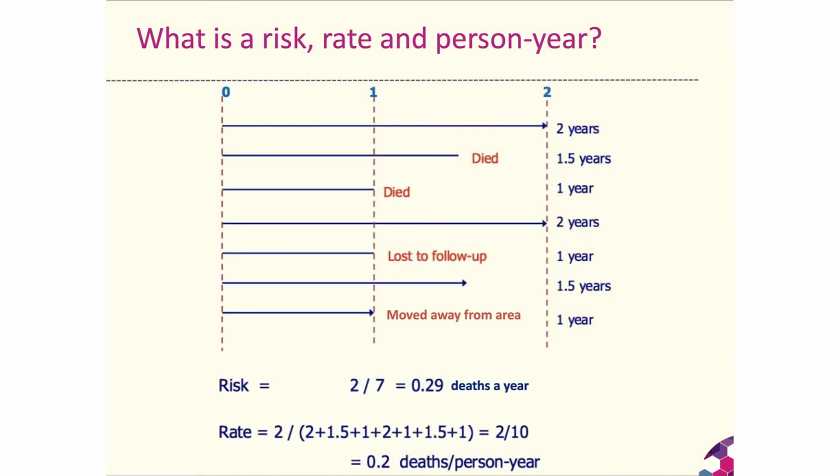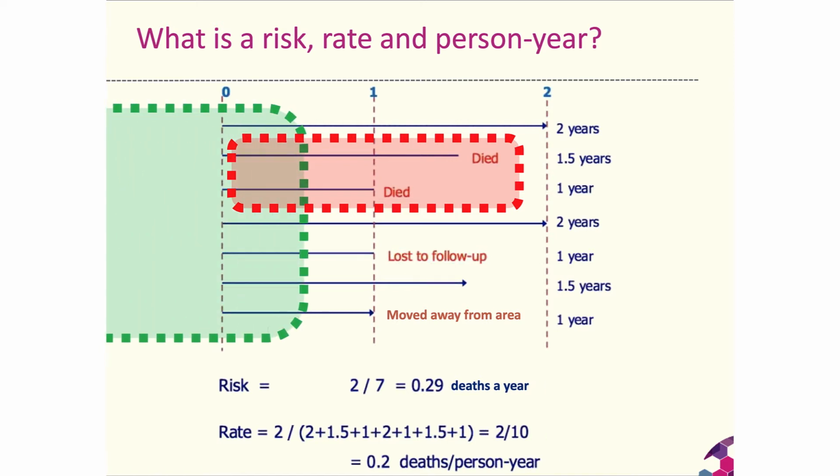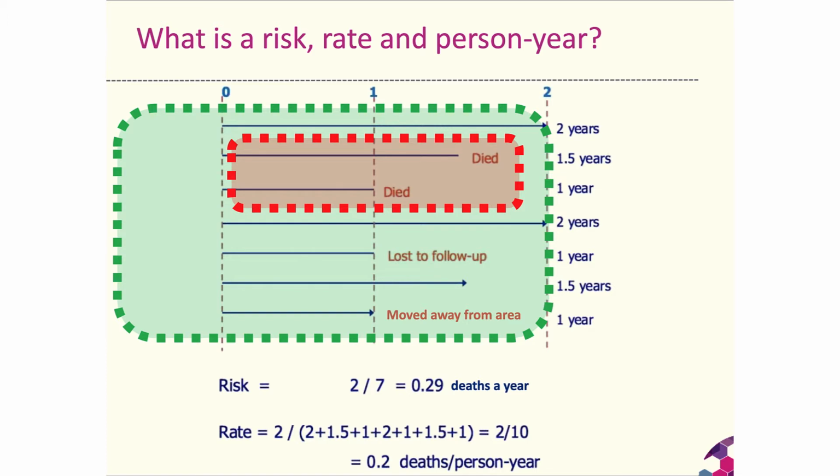Just to look at what is the difference between a risk and a rate with an example. So here we have 7 people in our cohort study, and 2 of them have died of the health outcome we are interested in. And these are the 7 people that we started our study with. And so the risk is 2 people died divided by the 7 people who started in our study, and that's 2 divided by 7, so that gives 0.29 deaths a year.